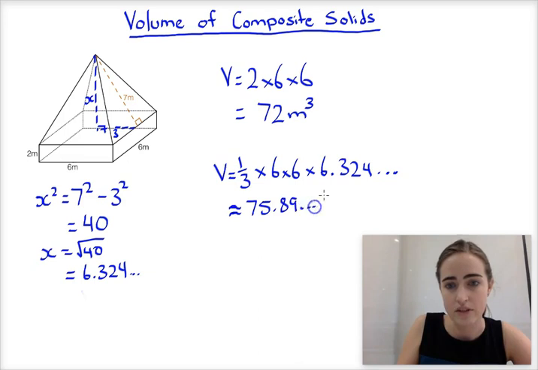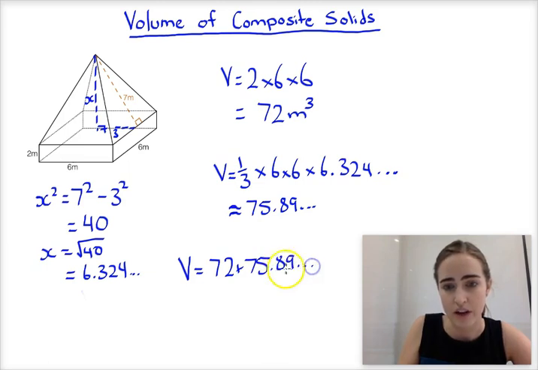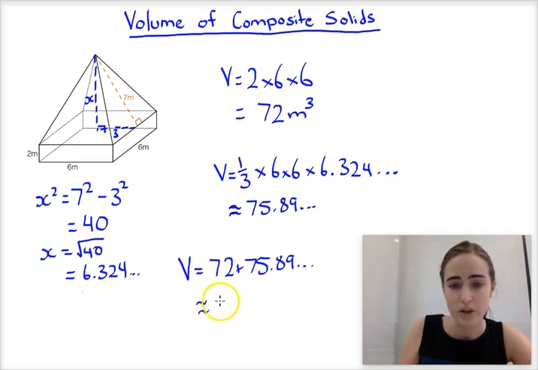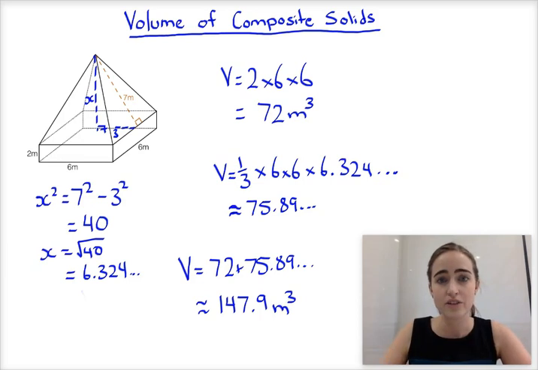So that means that the total volume of our shape is going to be those two things added together. So 72 plus 75.89 and so on. Remember, we're still using that whole number in your calculator. And then we'll round our final answer to one decimal place, which would be 147.9 metres cubed. All right, so there you've got two examples of finding the volume of composite solids.